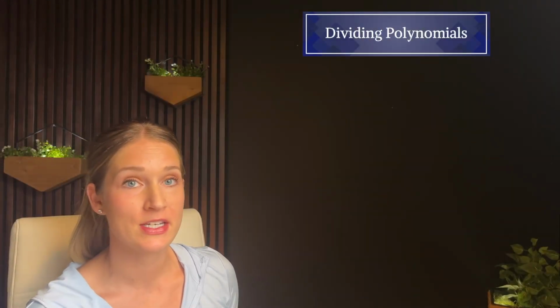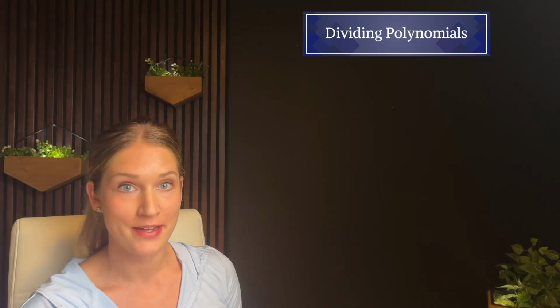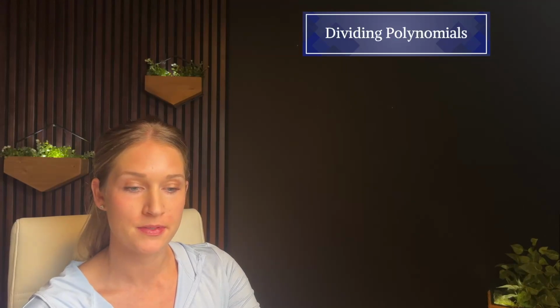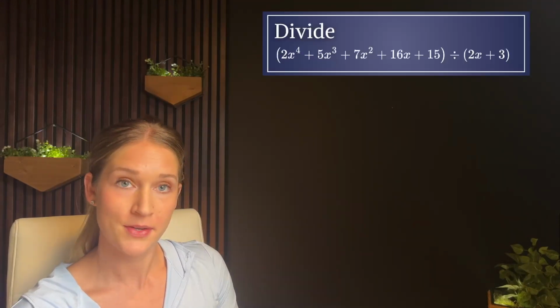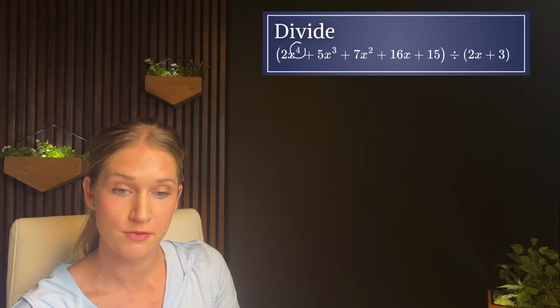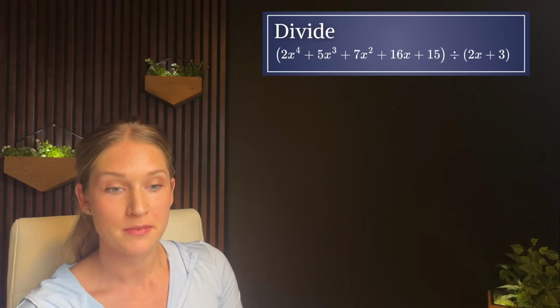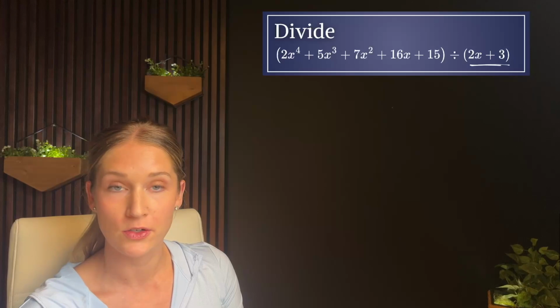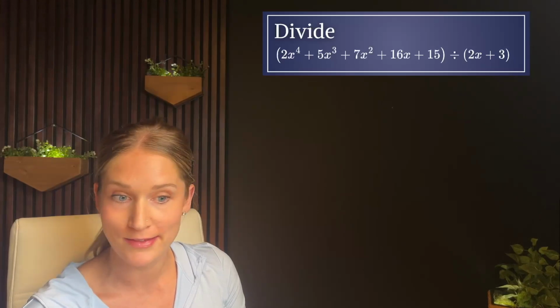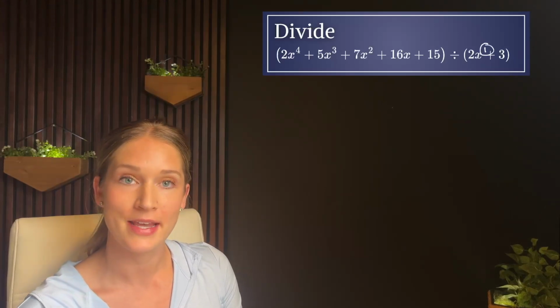Let's talk about dividing polynomials. In this video, I'm going to take us through just one example, and it's going to be a long division style of dividing polynomials. So let's talk about this one. In this one, my dividend is a fourth degree polynomial because the highest exponent is a 4, and my divisor is a linear or a first degree polynomial, again, because that highest exponent is a 1.